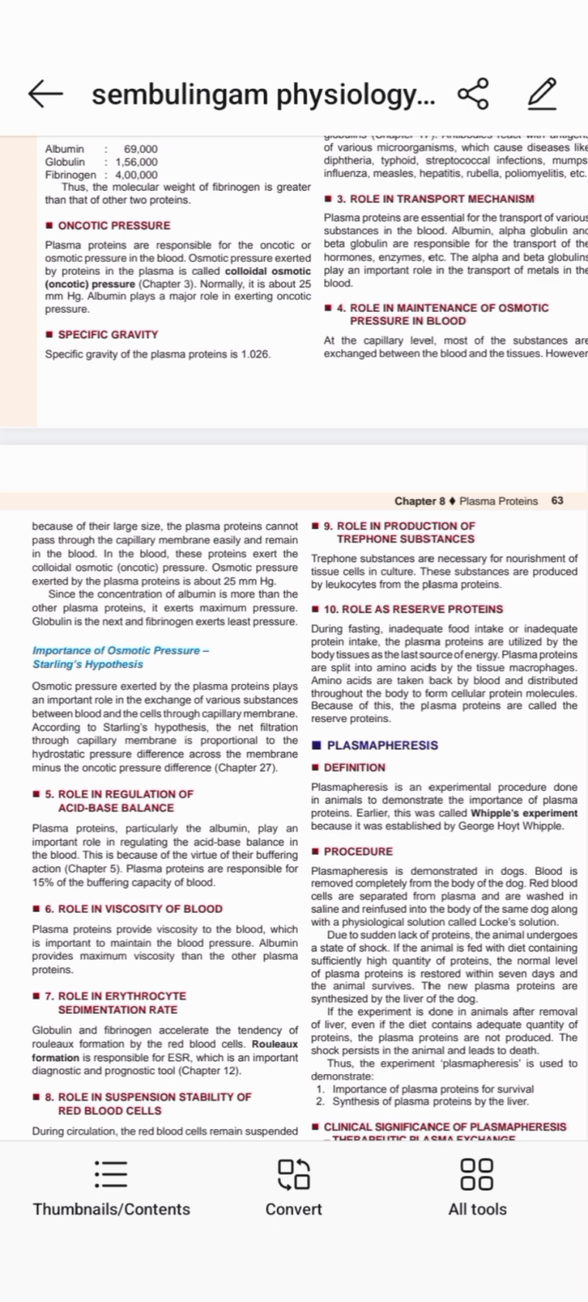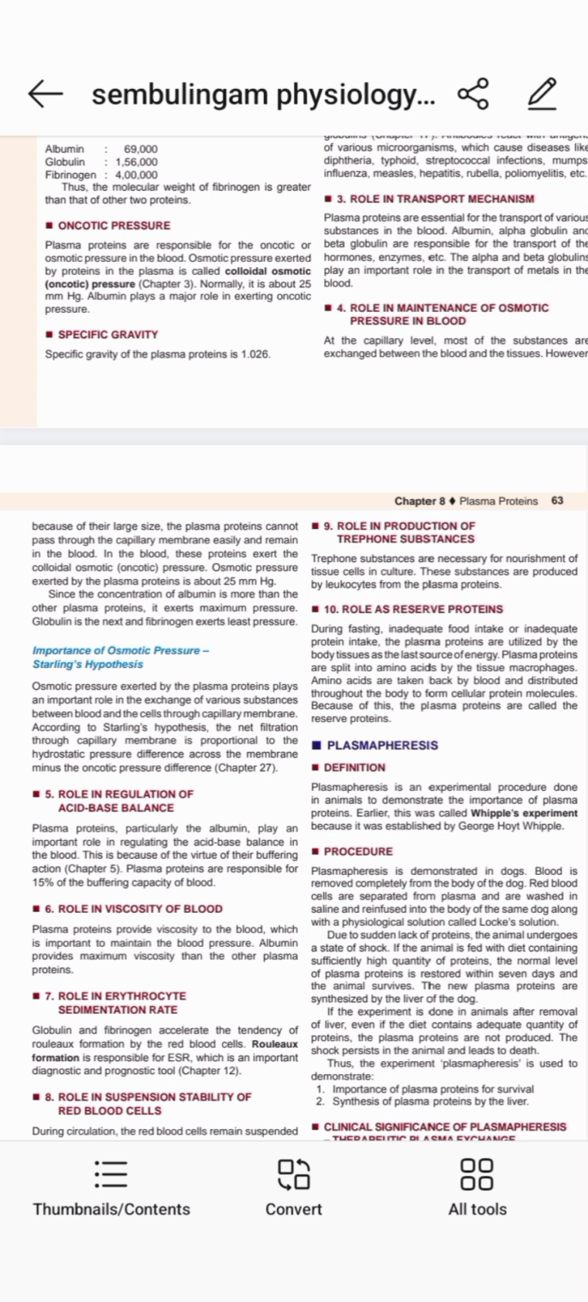Role as reserve proteins. During fasting or inadequate food intake or inadequate protein intake, plasma proteins are utilized by body tissues as the last source of energy. Plasma protein is the last source of energy in case of absence of food.